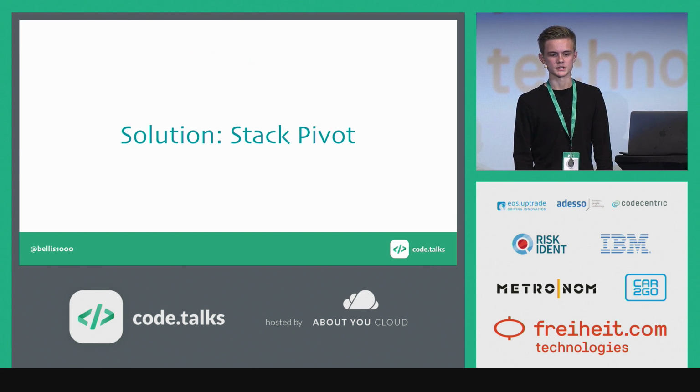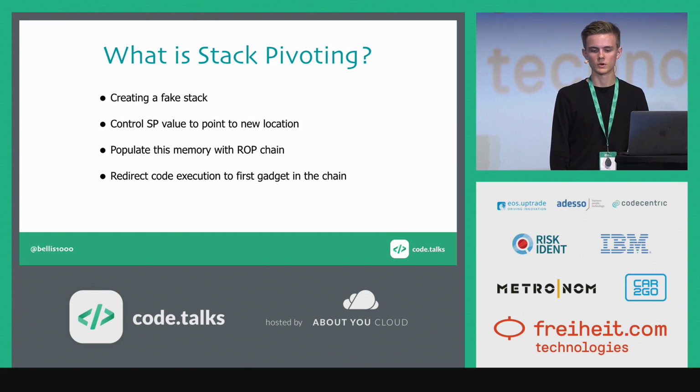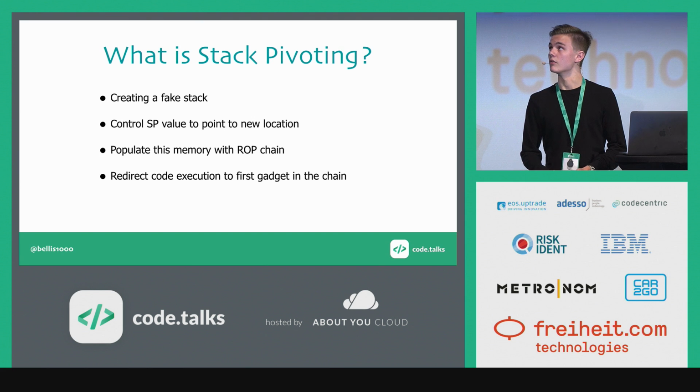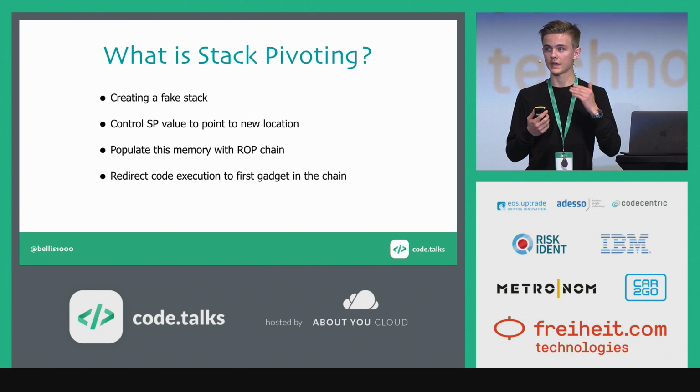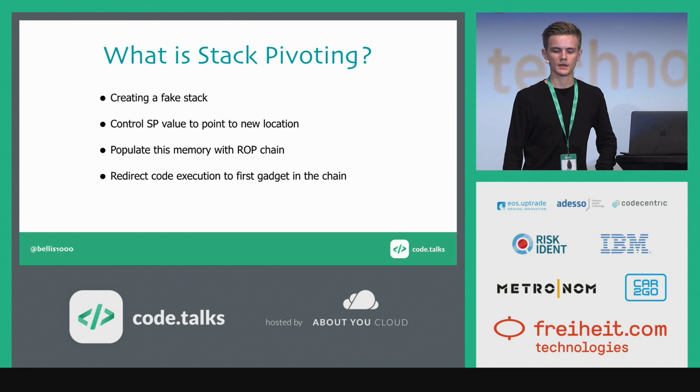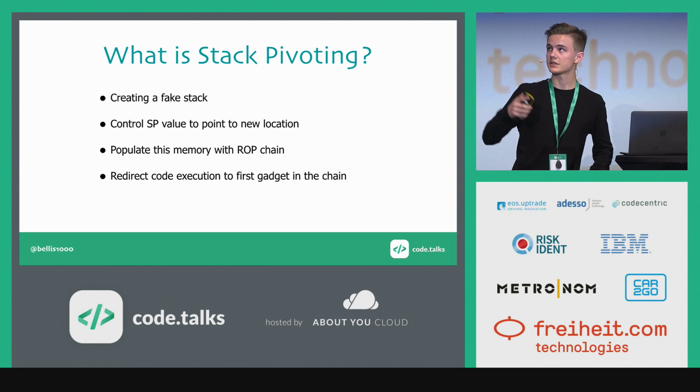So there's a solution to that, which is stack pivoting. This basically works by creating a fake stack on the heap, or in whatever memory you're working with. It works by changing the value of the stack pointer so that it points to somewhere new, and then you populate this memory with your gadget chain, your addresses. And then this time when you execute your first gadget, it's going to return.